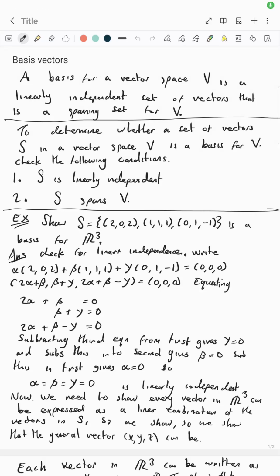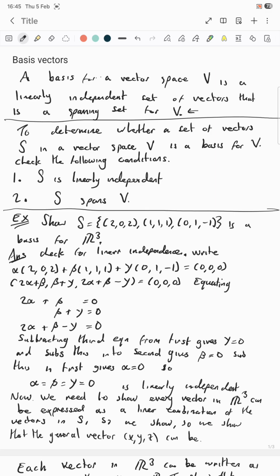This is basis vectors, the definitions below. A basis vector for a vector space V is a linearly independent set of vectors that is a spanning set for V. As we've already been through what spanning sets are, if you've not seen that or you don't know, I'd recommend going back and looking at that one, which should be clearly labelled within a playlist.